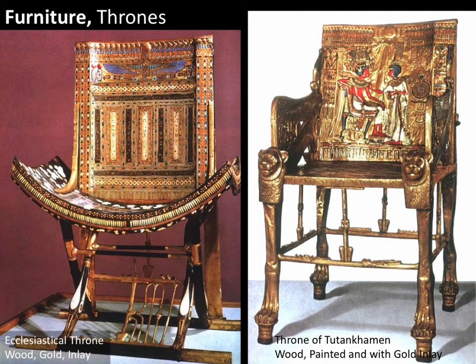Here we have two thrones. The one on the left is actually the throne of a priest with wood and gold inlay. And on the right, a very famous chair. This is one from King Tut's tomb. So it's entirely gilded on top of the wood. So it's coated with gold and then painted on top of that. And even in this chair, you see an image of a pharaoh sitting in a chair. So even the chair itself tells us more about chairs.